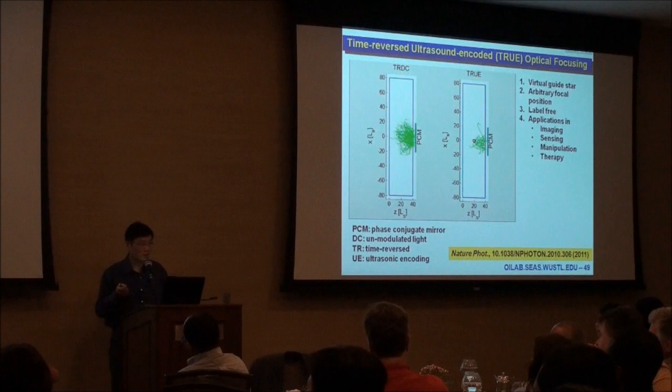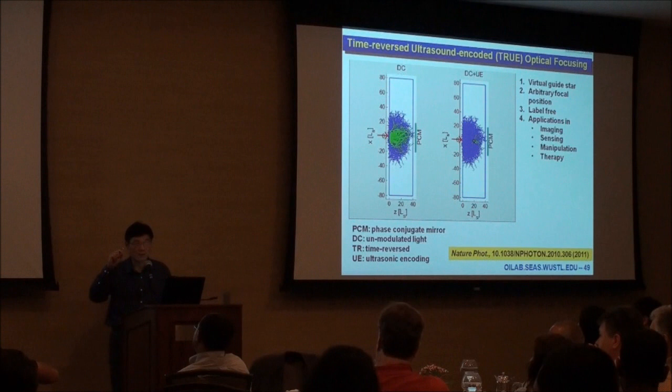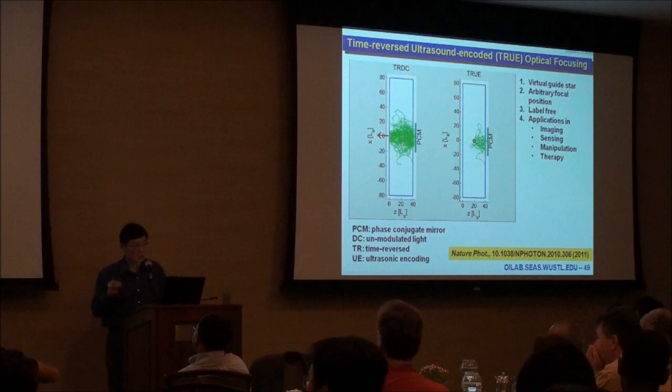And this can impact everything you do with light, including imaging, sensing, manipulation, and therapy. Right? You've heard of optogenetics. Right now, in order to work at a deeper region, you have to use optical fibers, so that's invasive. You might have heard of photodynamic therapy. Right now, it's hard to treat a tumor that's deeply seated. So if we can focus onto the tumor, we can treat much deeper.